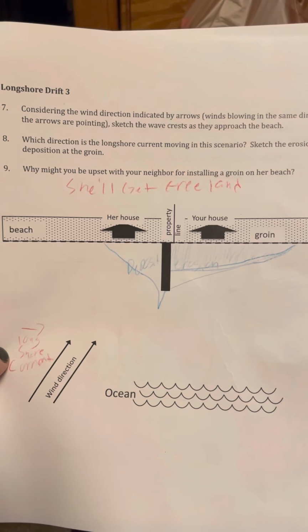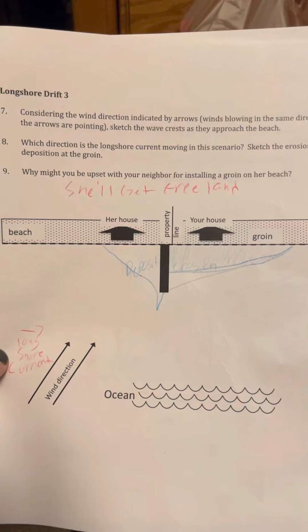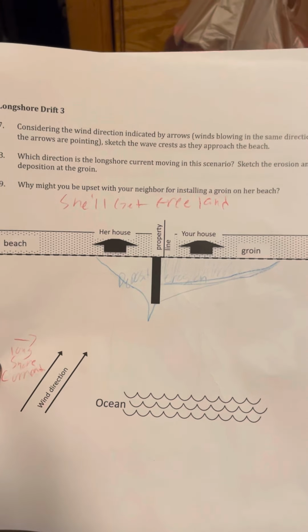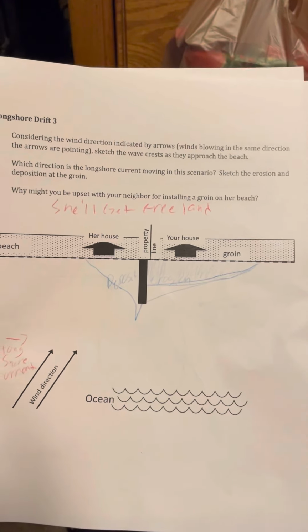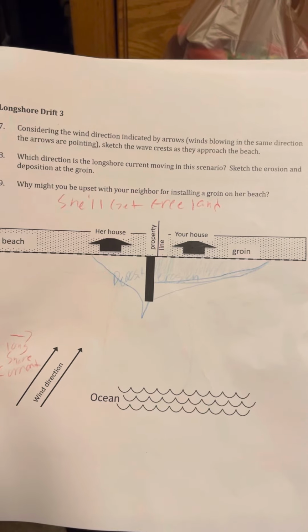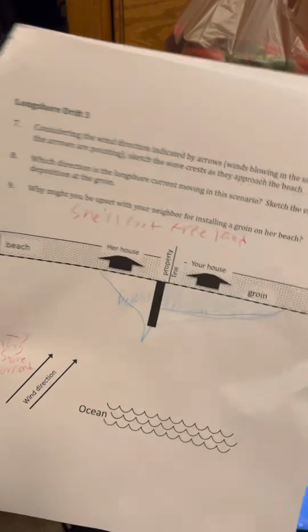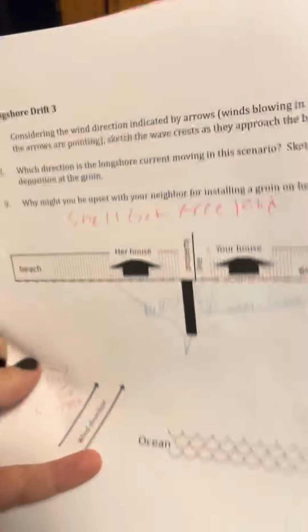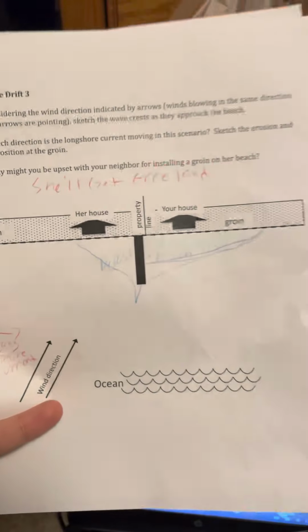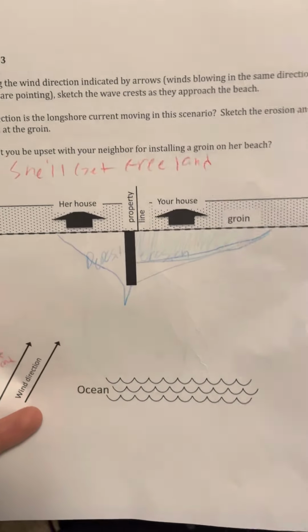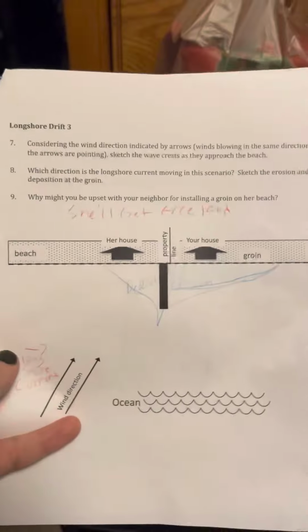Question 8: which direction is the longshore current moving in this scenario? Sketch the erosion and deposition at the groin. So as this goes from left to right, as you can see, our wind direction, I apologize, is coming in from the southwest. So the longshore current is going to push it right.